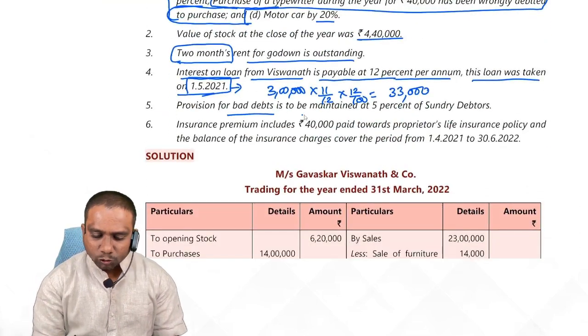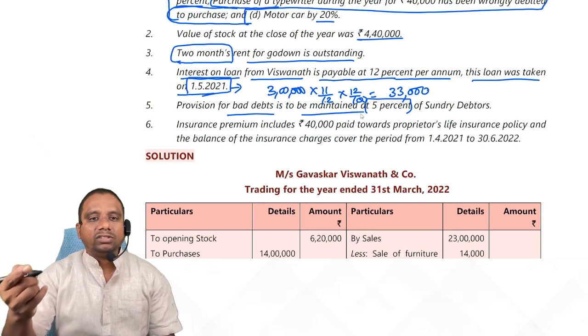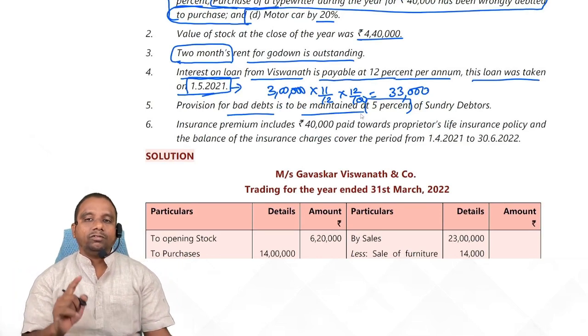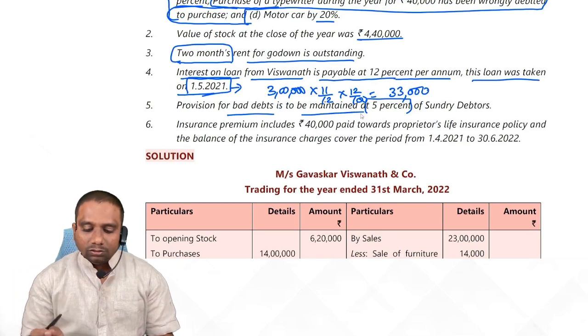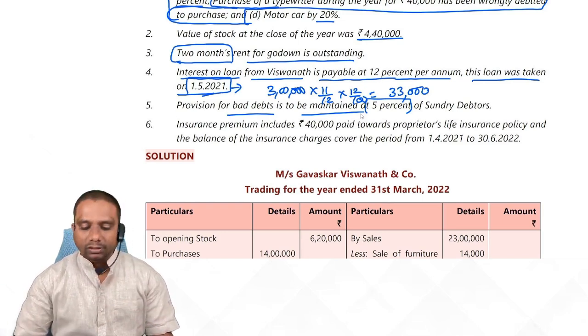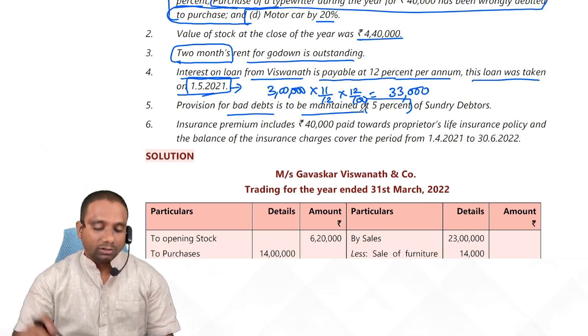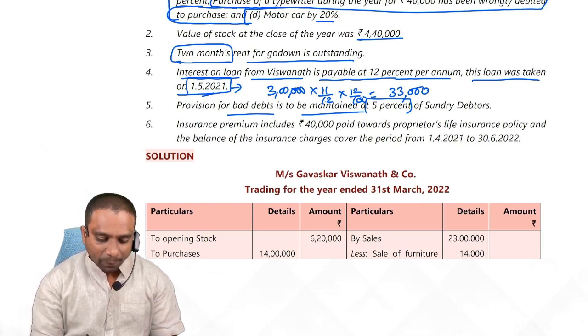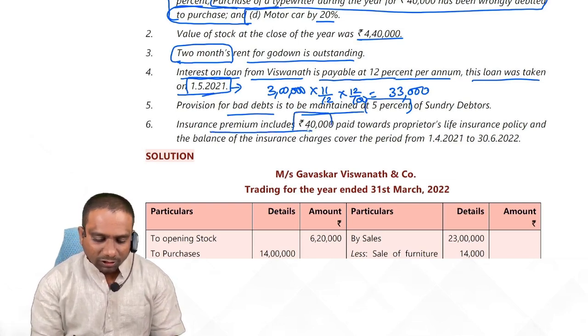Provision for bad debts is to be maintained at 5% of debtors. Already we have sundry debtors. On that, first calculate 5% provision. Now this provision is P&L account debit side, deduct the same provision from sundry debtors and show it on the asset side of balance sheet. Insurance premium includes, this is an important adjustment, students.